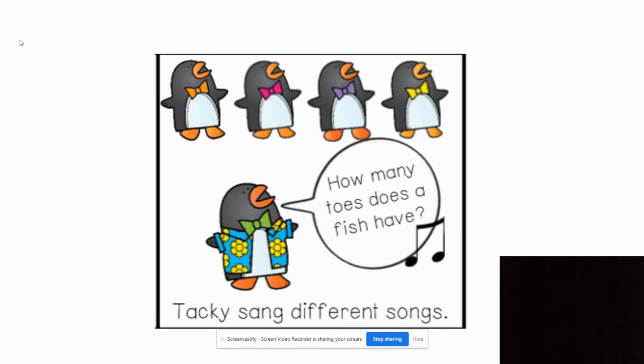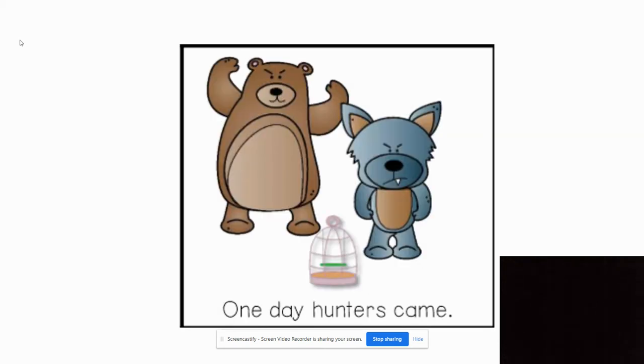Next, we have Tacky singing. Remember that the other penguins sang lovely songs while Tacky sang songs like, "How many toes does a fish have?" It says Tacky sang different songs. His were all kind of silly. Okay, your next one is the hunters came. So find this picture and glue it on.